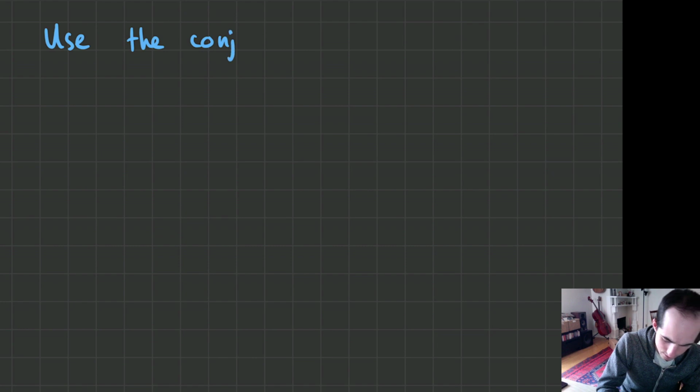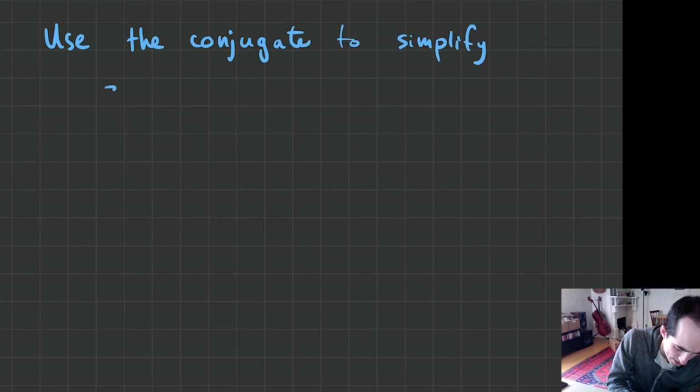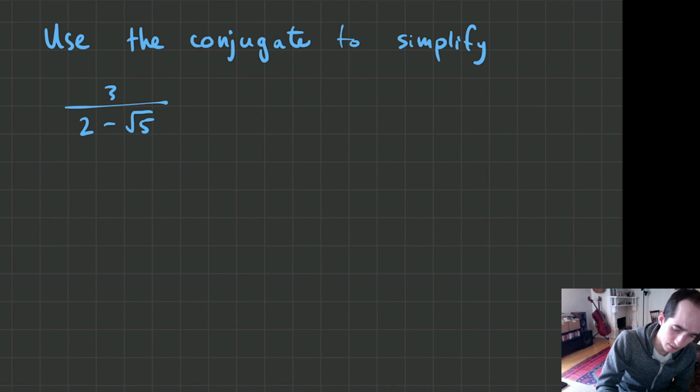So let's use a conjugate. Use the conjugate to simplify. And what I'm going to ask you to simplify is this guy right here, 3 over 2 minus the square root of 5. So look at that. We have an irrational denominator. So that's a problem here.